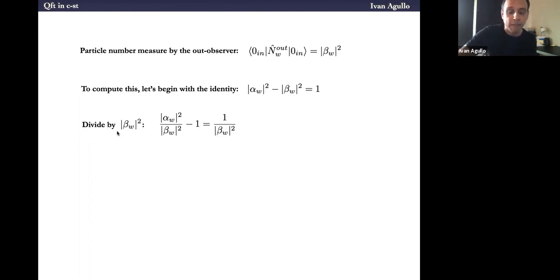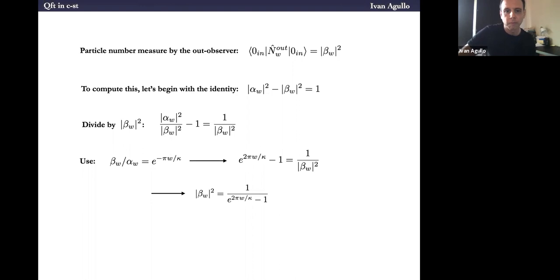Now let me divide by beta squared. So in the first term I have alpha over beta squared, in the second term I have 1, and in the last term 1 over beta squared. Now let me use the ratio between alpha and beta I just derived. The first term becomes the exponential of plus, because this is the inverse of this, twice that because of the square. So exponential of 2 pi omega over kappa, minus 1 over beta squared. Now invert this relation. Beta squared, which is the particle number, is precisely 1 over this. But you recognize here the Bose-Einstein thermal equilibrium distribution.